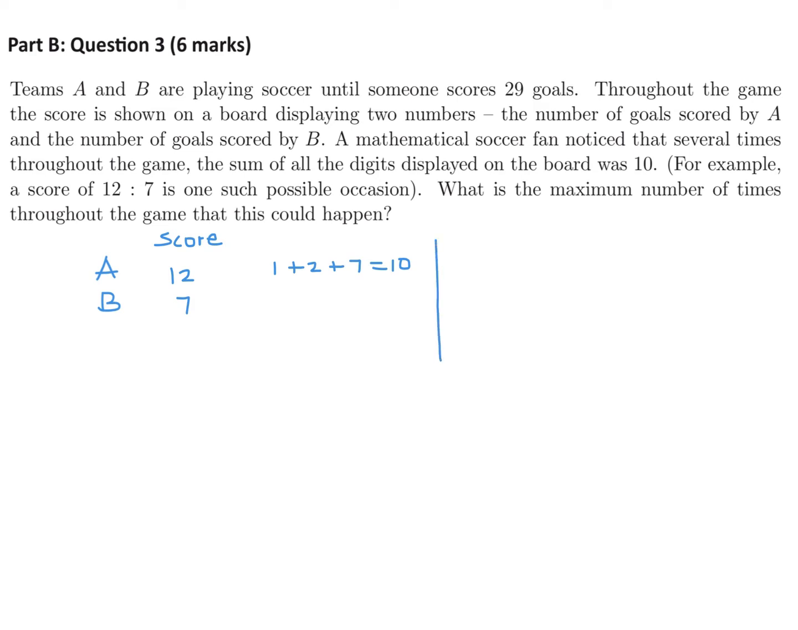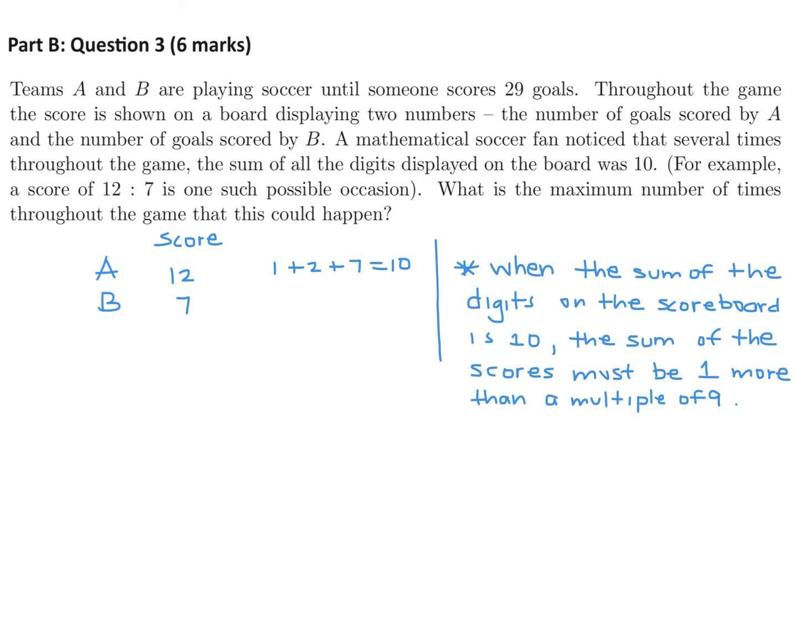Now, the key to this question is a very important point: the sum of the digits on the scoreboard is 10. So that means that the sum of the scores must be one more than a multiple of 9. So let me write that out first. For example, the sum of the digits on the scoreboard is 10 here. The sum of the scores, well, in this case, 12 plus 7 is 19. And that is indeed one more than a multiple of 9, because 19 is equal to 18 plus 1. And 18 is a multiple of 9. It's 2 times 9.